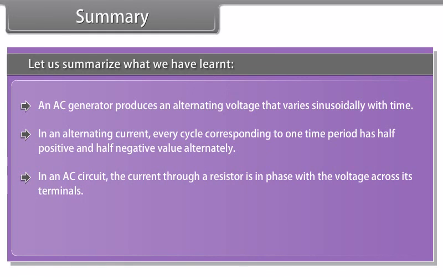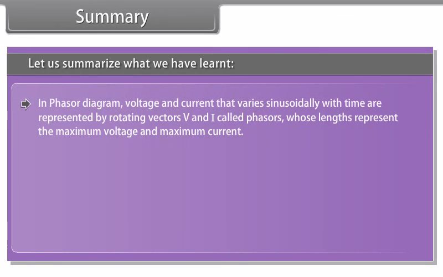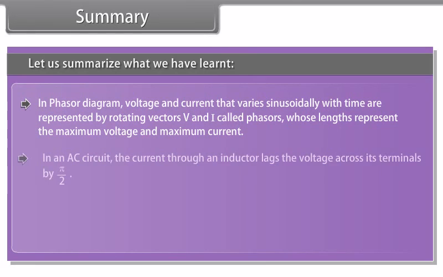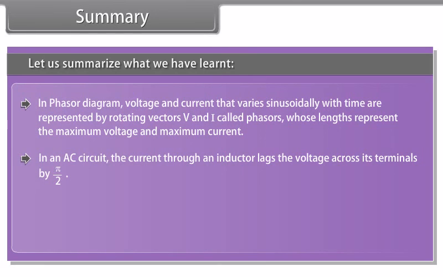Phasor diagram. In an AC circuit, the current through a capacitor leads the voltage across its terminals by pi by 2. When voltage increases from A to B, the charge on the capacitor increases and reaches its full value at B. However, the current representing the rate of flow of charge has a maximum positive value at the start of the charging process at A dash, while the capacitor voltage decreases from B to C.